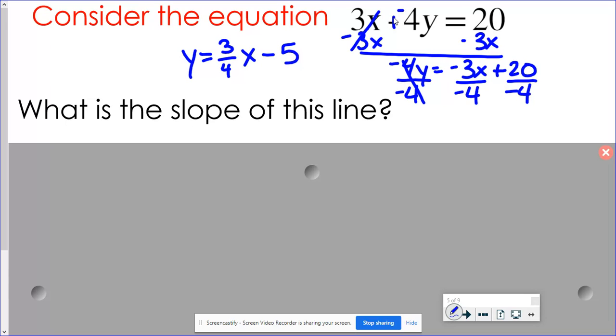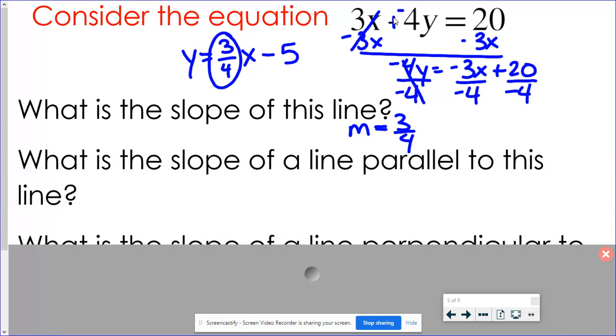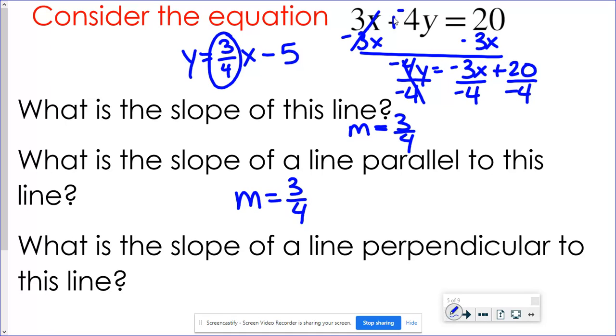Now, to be perfectly honest, the y-intercept does not matter. All I care about is this. The slope of this line is 3/4. Okay, now the slope of a line that's parallel to that will have exactly the same slope. And for the last one, perpendicular to that, opposite reciprocals. That means change the sign to a negative and flip it over.